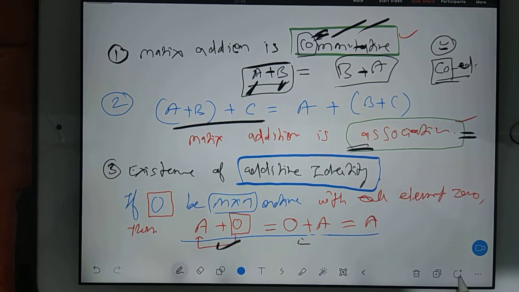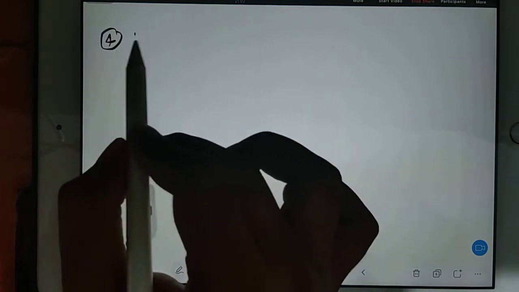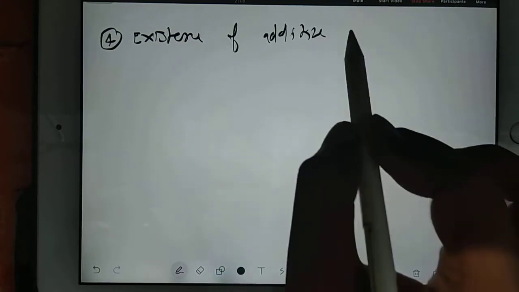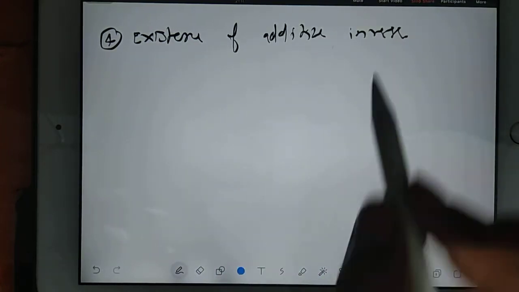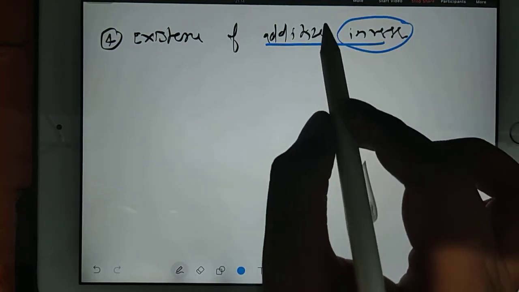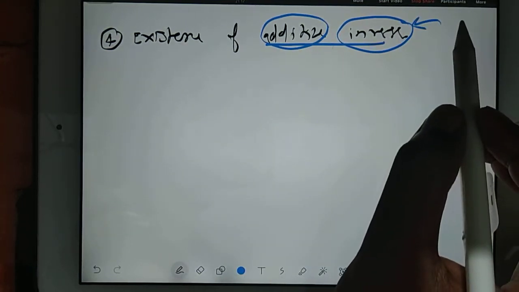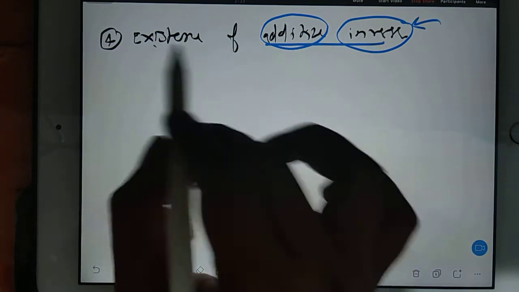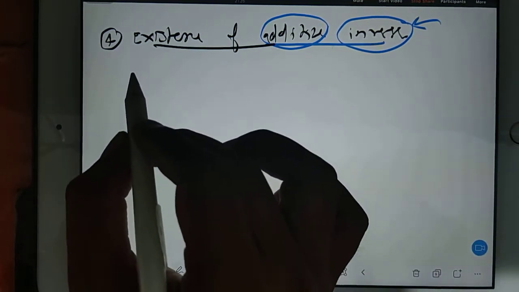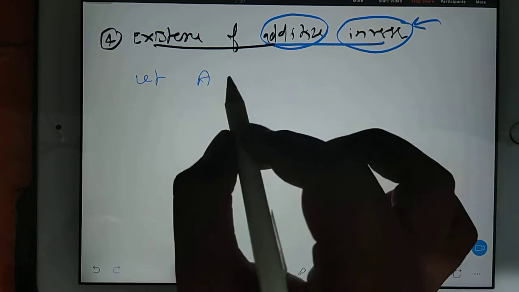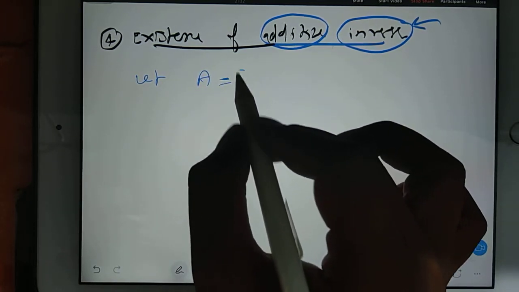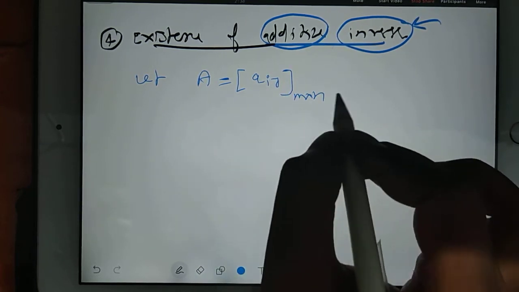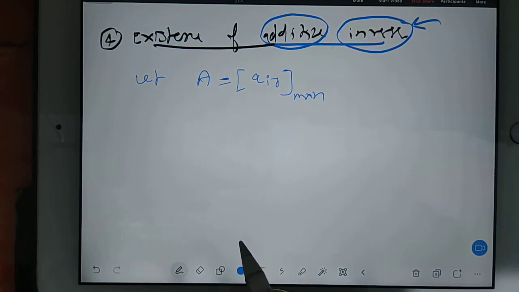Okay, so I'm changing the page. Take the fourth point as existence of additive inverse. See guys, additive inverse means that in addition, you have to change the sign. First you take down what the meaning of this is. Let you have any matrix A, and all the elements I am writing as Aij, meaning locations, and I am considering my order as m cross n, or m into n, whatever you want to say.